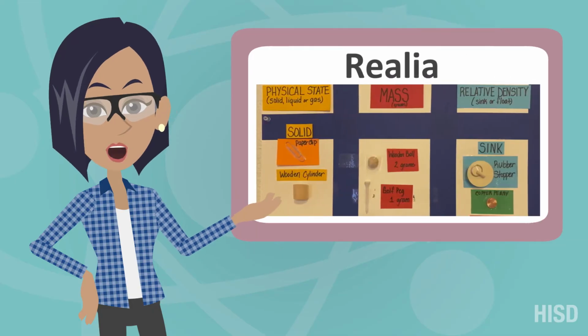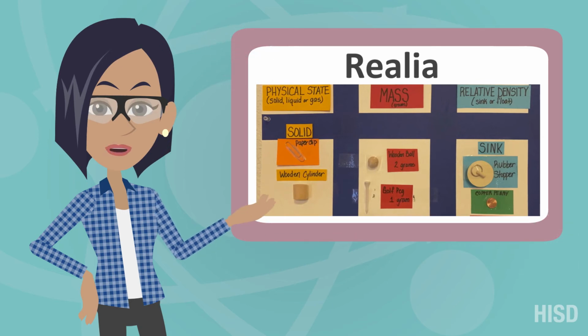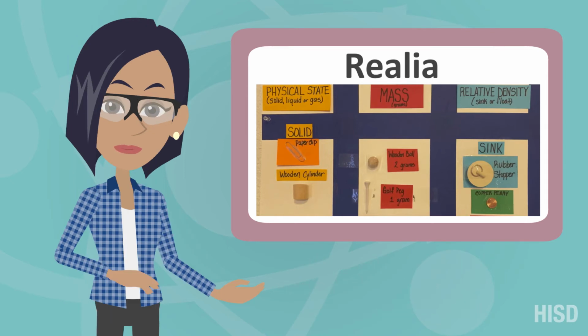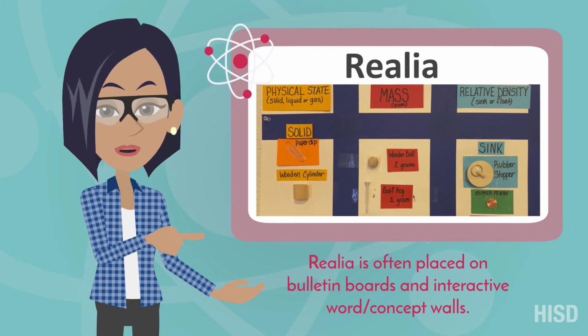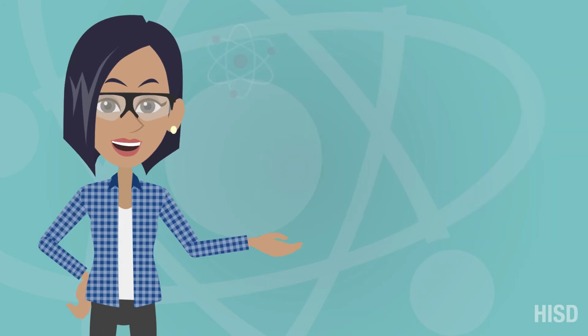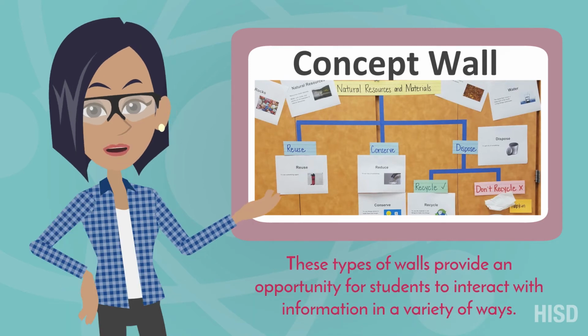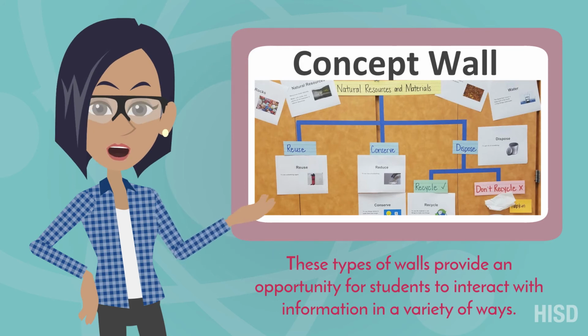Now we'll go to the concept wall, where we have posted realia to support and deepen student learning. Realia are objects from real life used as teaching tools to improve students' understanding. Realia is often placed on bulletin boards and interactive word concept walls. Concept walls are an organized way to support deeper understanding of content and to build academic vocabulary. These types of walls provide an opportunity for students to interact with information in a variety of ways.